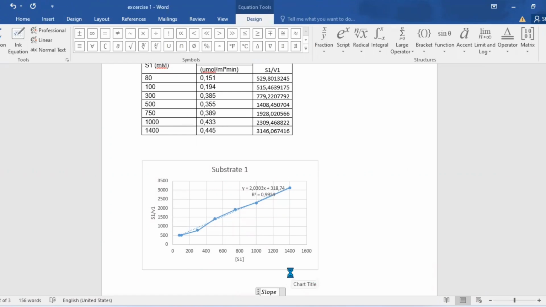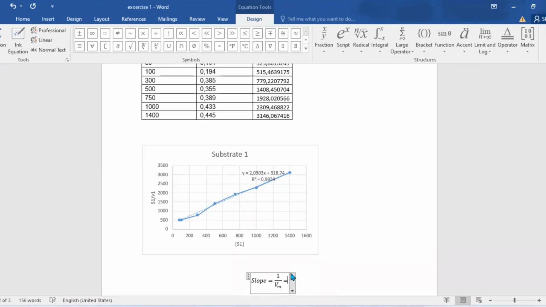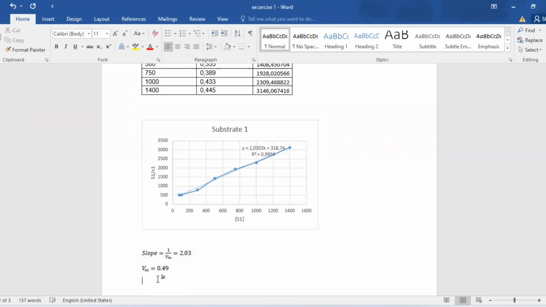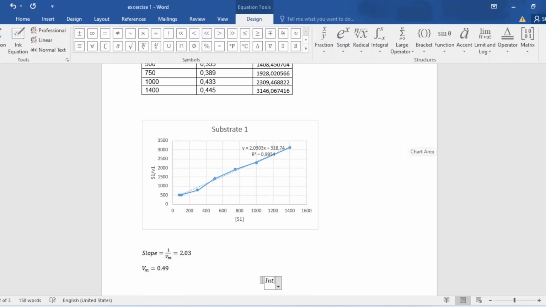Remember that we were asked to calculate Km and Vm for each substrate. From our Hanes-Woolf equation, we know that the slope can be represented as 1 over Vm, and if we read this from our linear regression equation, we get 2.03. Therefore we can simply find our Vm by doing the inverse, 1 over 2.03, to get 0.49, which is our maximum velocity.